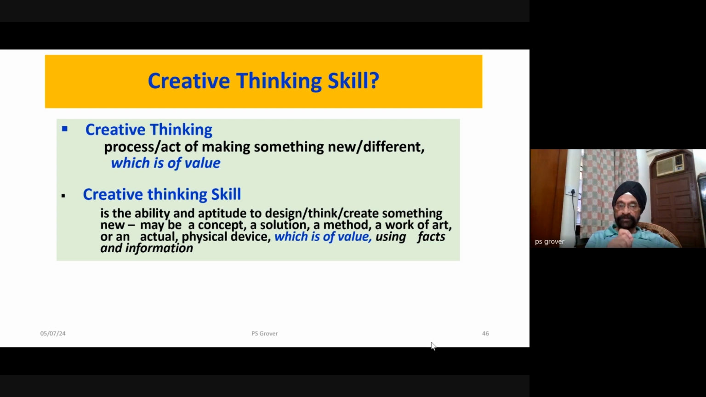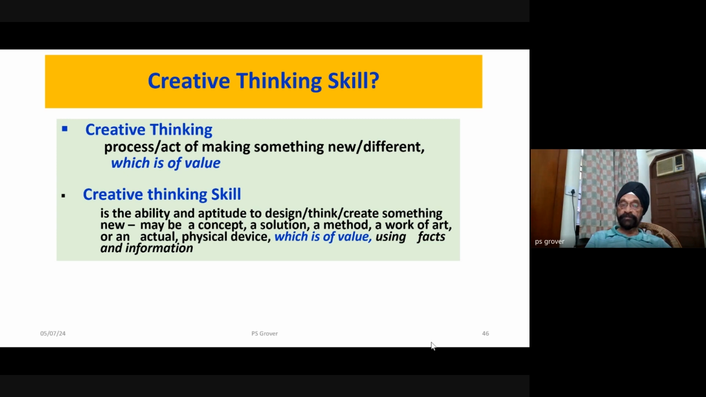Creative thinking is the process and act of making something new, different, which is of value. Now please here, see industry wants it. Look at IT industry, look at manufacturing industry, and so on. So creative thinking is the ability and aptitude to design, think, create something new, maybe a concept, solution, a method, a work of art, which is of value using facts and information. That means we are making the student use what he has learned to create something new. Remember, this is what Bloom's taxonomy 6 levels.